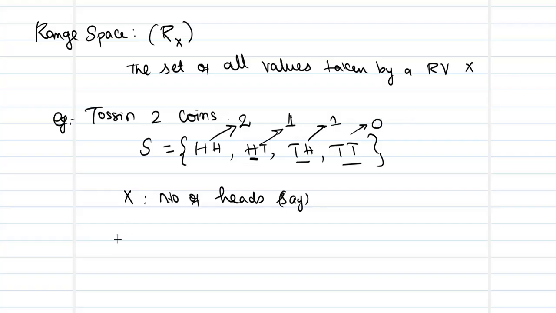So I say that the number of heads taken can either be 0 or 1 or 2. So my random variable X can take the values 0, 1, 2. Hence, my range space R of x is the collection of all these numbers. So it will be 0, 1, 2. So this is how we define the range space.